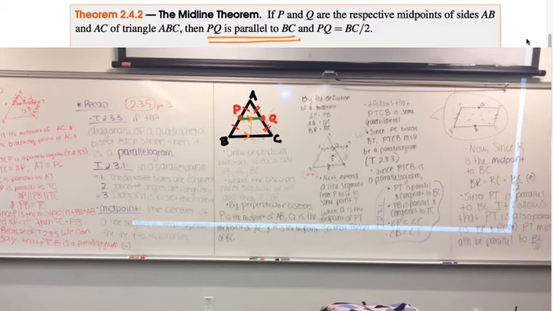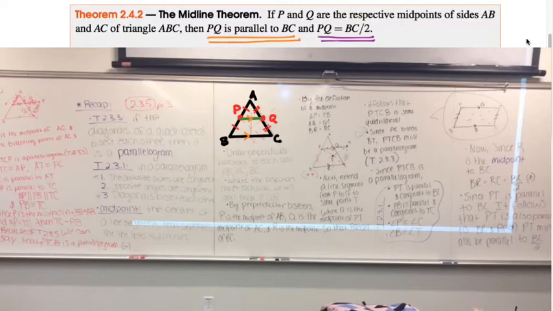And then the second thing that we need to justify is this even more incredible statement about the lengths of those two segments, namely that PQ is half the length of BC. So not only do we know that they're parallel by the end of this proof, but we also know how their lengths compare one to another. So when we cut AB and AC in half and connect those two midpoints, that connecting segment has half the length of the third side of the triangle. So that's the statement of the midline theorem.